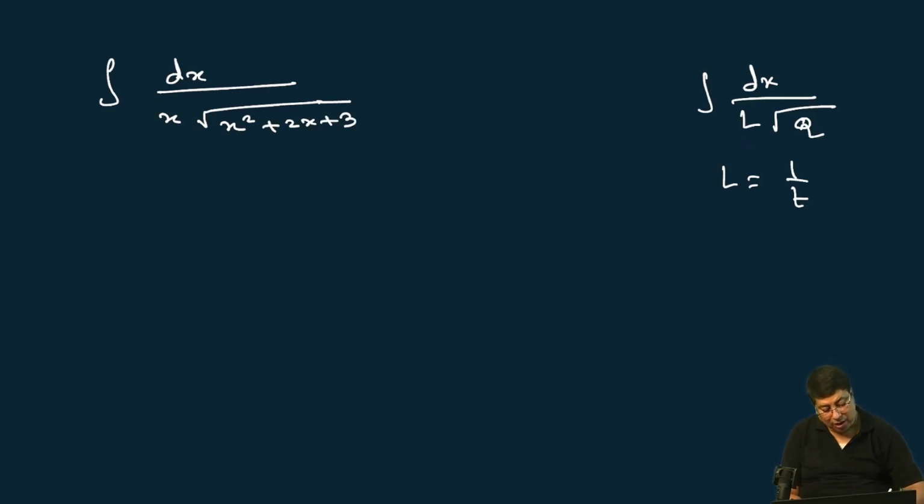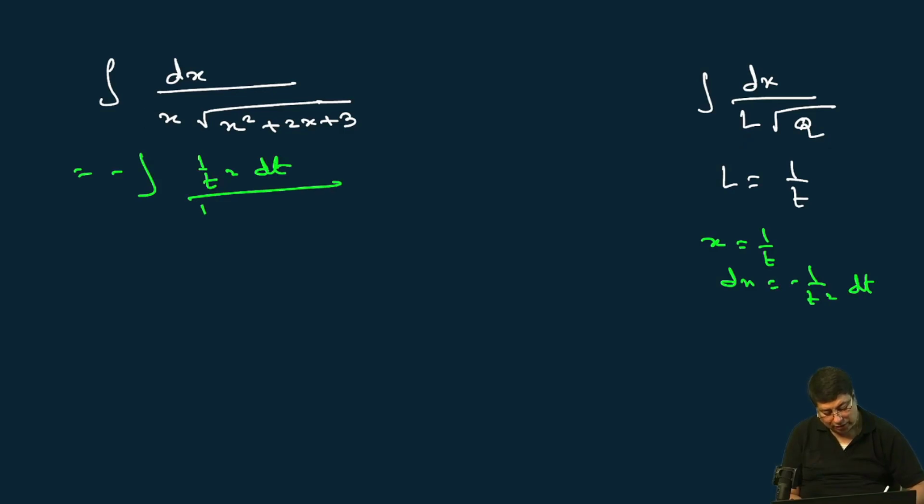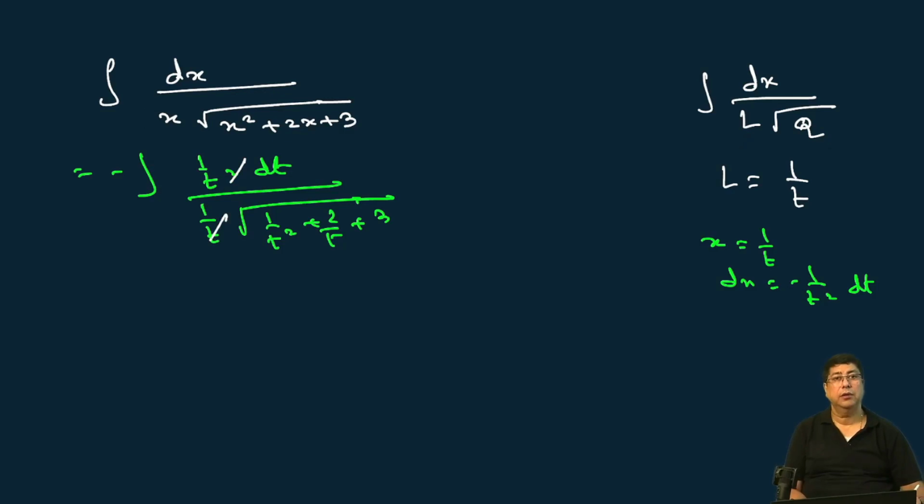So what we'll do here, we'll take the linear part x equal to 1 by t. So dx equal to minus 1 by t square dt. So in place of dx I am writing minus 1 by t square dt. X is 1 by t and root over of 1 by t square plus 2 by t plus 3. So one 1 by t is getting cancelled and another 1 by t is coming. That is why it has been taken, so that it will be adjusted and the 1 by t part will be cancelled.